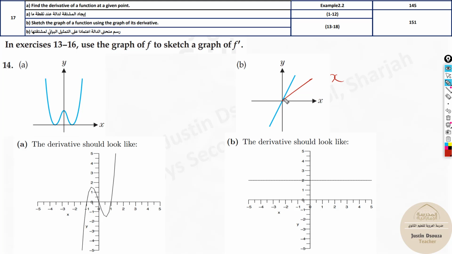The slope is a little bit more, so you can see for every one distance of x, there will be at least 2 distance of y. So it's 2 by 1, that is 2. So it's 2x. The derivative of 2x is 2. So therefore the line is at 2.